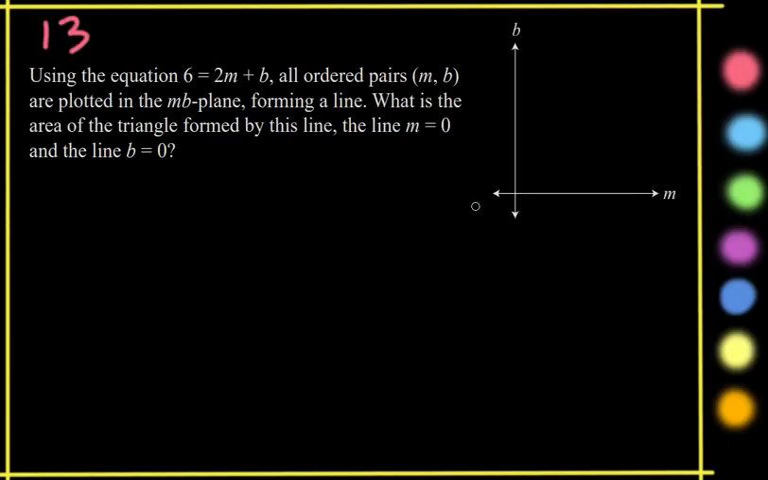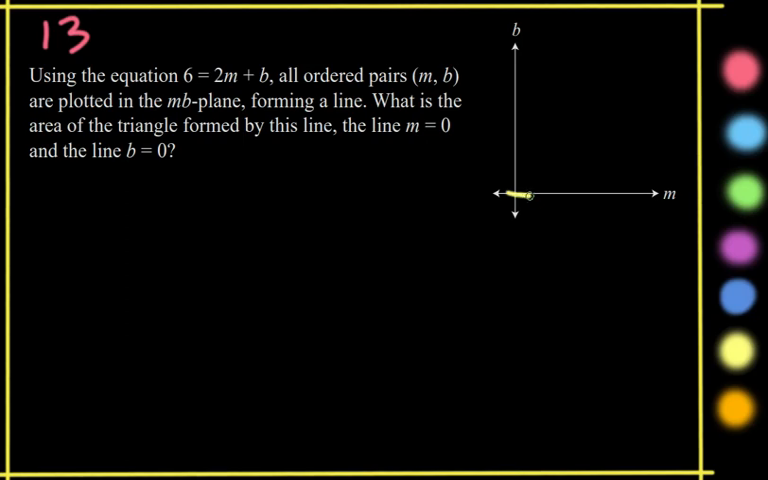All right, number 13 here. Using the equation 6 equals 2m plus b, all ordered pairs (m, b) are plotted in the mb plane, forming a line. What is the area of the triangle formed by this line, the line m equals 0, and the line b equals 0?